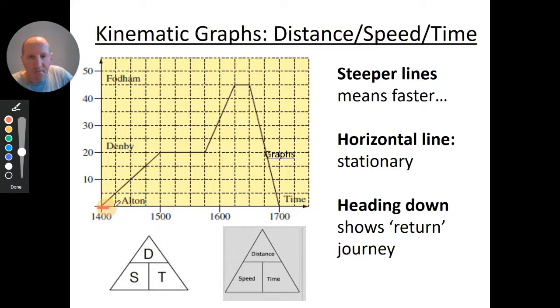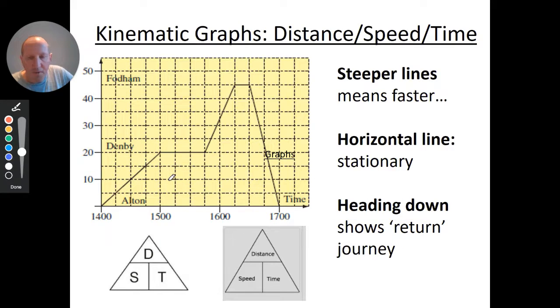So this is my base point where I start from, and this tells me that I'm going away from it. My distance away from it is getting further. The steeper the line, the quicker I'm going away from it. So my speed is greater. If the line is horizontal, then that means I'm not moving away from it, so I'm stationary. And if the line is coming down that way, it means I'm coming back towards where I started. There you go, heading down is the return journey, coming back to where I started.